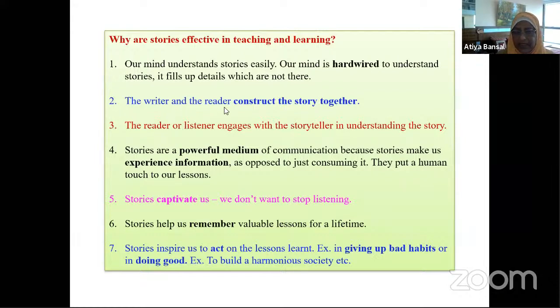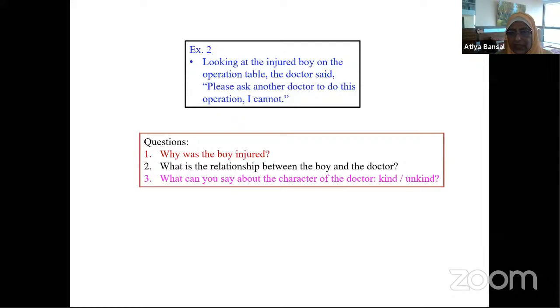Second point is that the writer and the reader construct the story together, just as we did right now. The story and the storyteller and the listener or reader. Together, we tried to construct a story that the child is hungry, or maybe he's hurt, or got stomach pain, and mother is rushing to the market to buy something, maybe medicine, maybe food, or the doctor is the mother, and mother is confused. How much we filled up there in just two sentences. Actually even one sentence, the doctor's story.